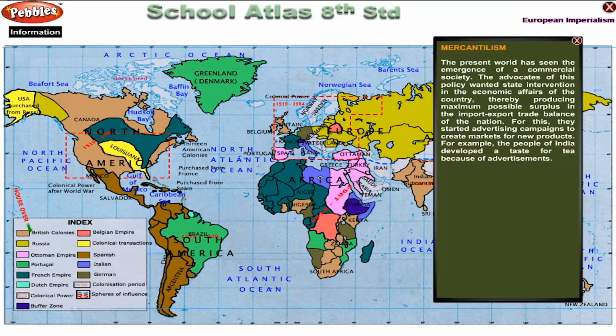Mercantilism. The present world has seen the emergence of a commercial society. The advocates of this policy wanted state intervention in the economic affairs of the country, thereby producing maximum possible surplus in the import-export trade balance of the nation. For this, they started advertising campaigns to create markets for new products. For example, the people of India developed a taste for tea because of advertisement.